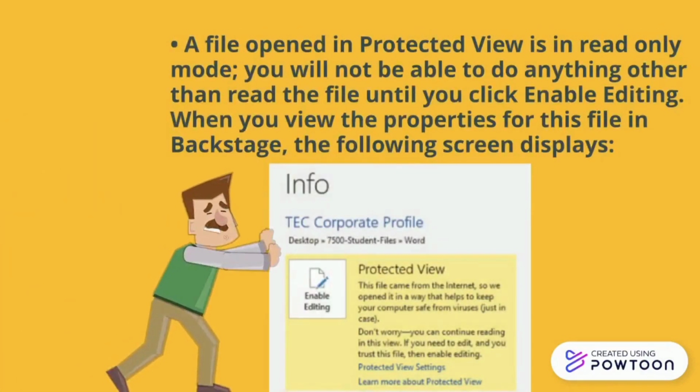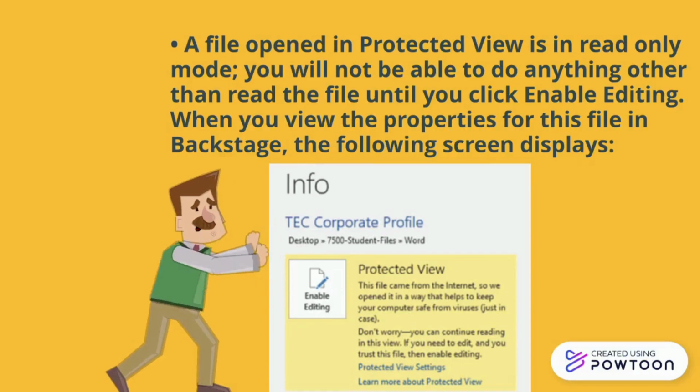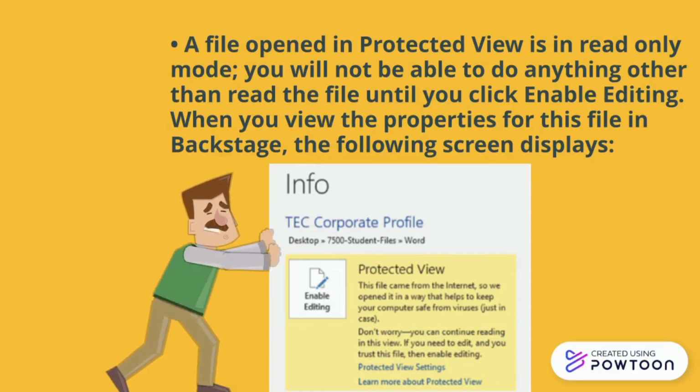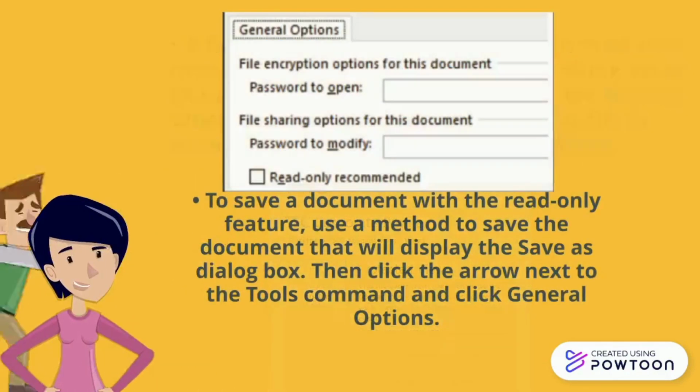A file opened in Protected View is in read-only mode. You will not be able to do anything other than read the file until you click Enable Editing. When you view the properties for this file in Backstage, the following screen displays.